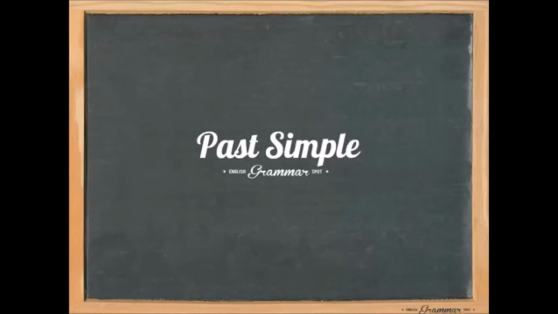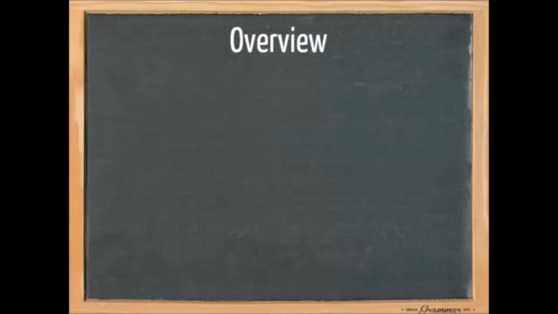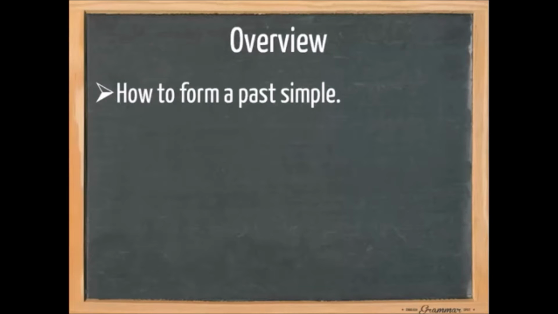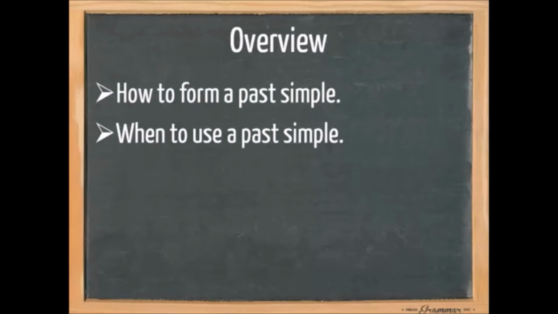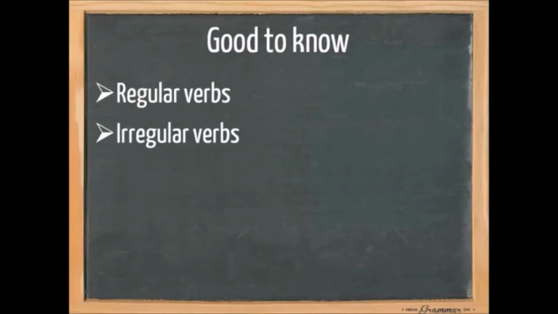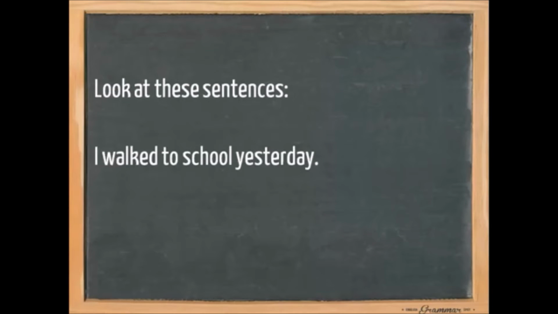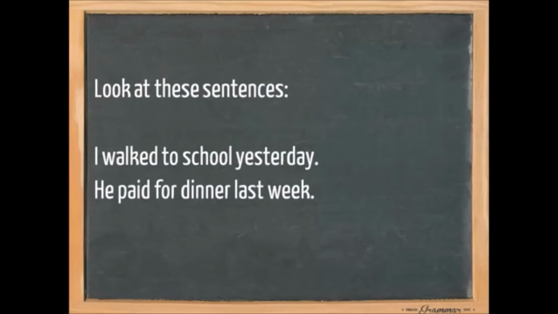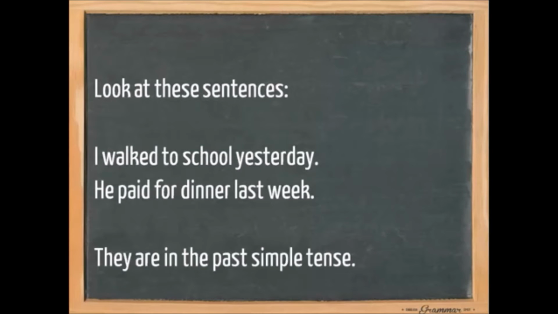Welcome to English Grammar Spot. This lesson is about the past simple. I'm going to show you how to form a past simple and when to use a past simple. But before we get started, it's good to know that in the English language we have regular verbs and irregular verbs, and it is advisable that you study the most commonly used irregular verbs. Now let's get started. Take a look at these sentences. I walked to school yesterday and he paid for dinner last week. Both these sentences are in the past simple tense.